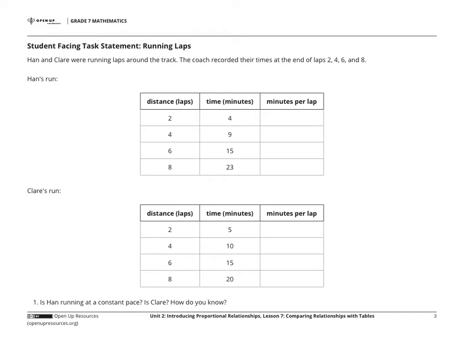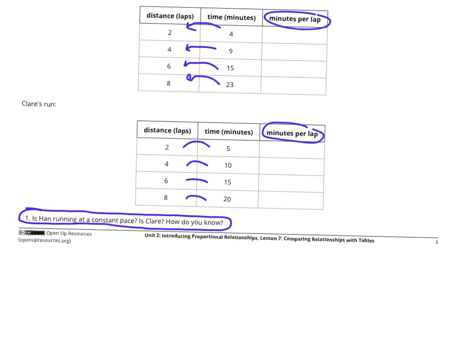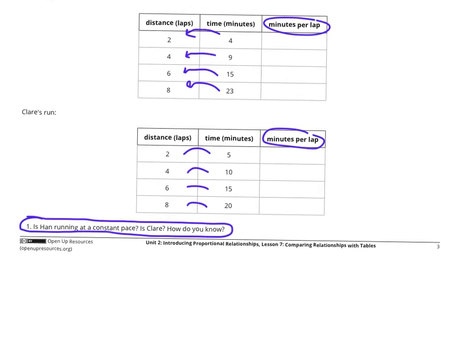So the question here is, Han and Claire were running laps around the track. The coach recorded their times. We want to know how many minutes per lap. So you're going to divide each one of those. Divide those out and record their minutes per lap. Divide, divide, divide, divide, record those minutes per lap. And then the question is, is Han running at a constant pace? Is Claire running at a constant pace? And how do you know? So taking a look at those, is there a constant of proportionality between each section? Okay, so divide those out with your calculator and figure out, is either one of them running at a constant pace?